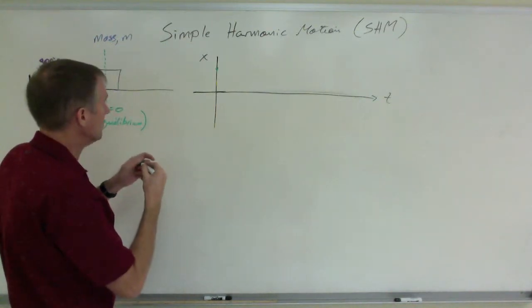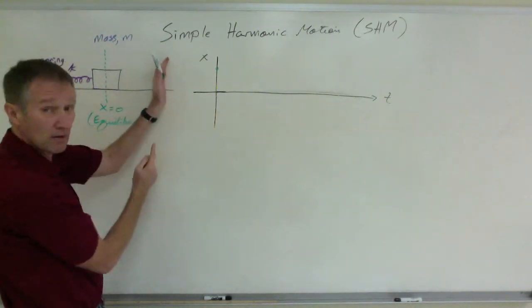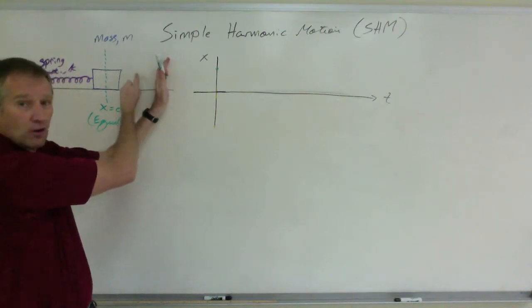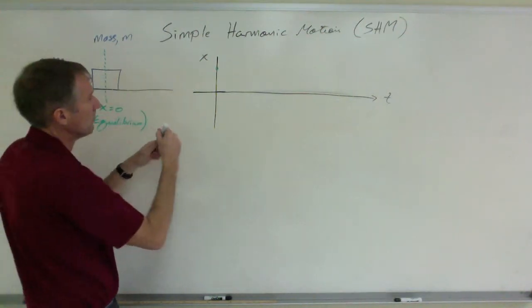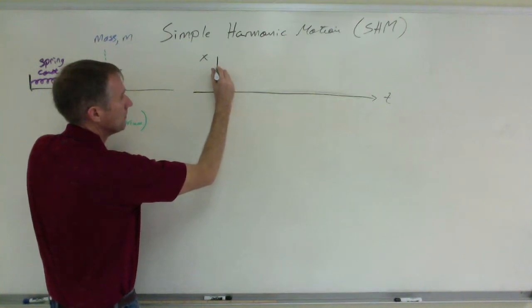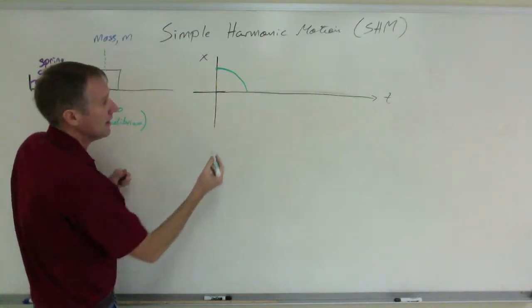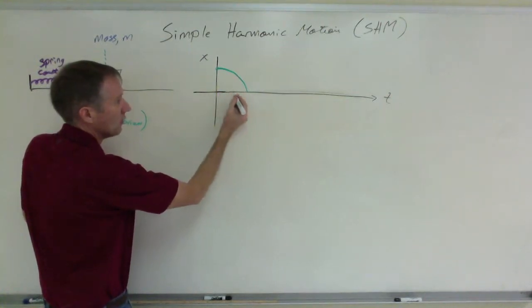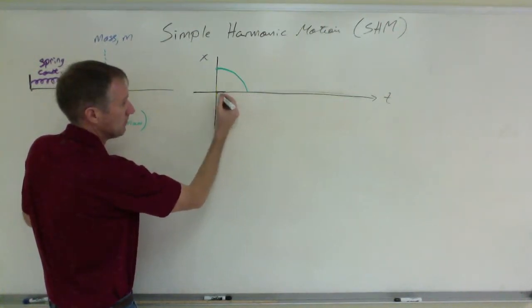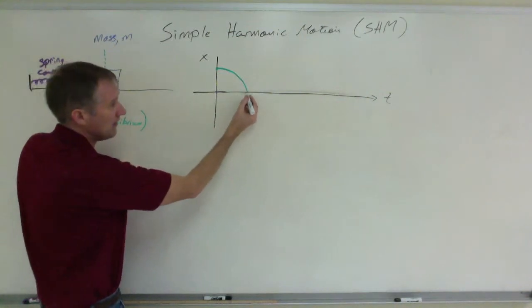Well, what's it going to do? So it's been displaced to right here. And then I let go, it's going to go that way towards equilibrium, and it's going to speed up. All right, so it's going to speed up. Okay? And then right here it's at position 0. And that's where its velocity is maximized.